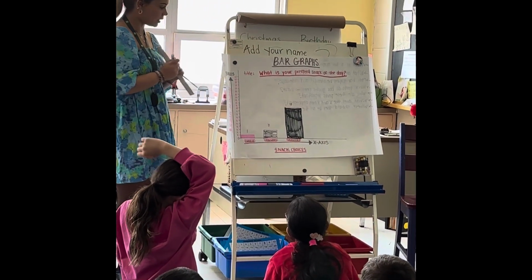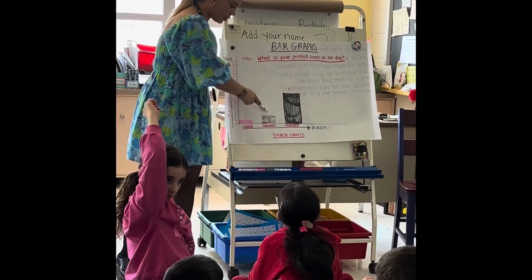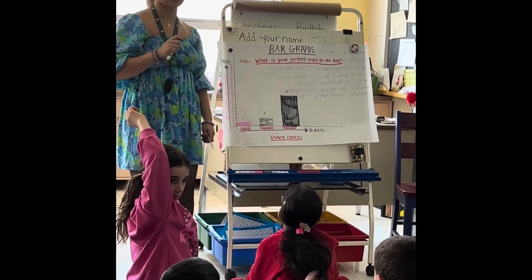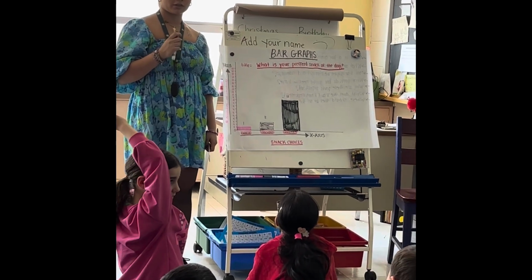So why is it important for us grade 2s and 3s that we put the number in or on top of our bars when we're making our bar graphs? Who can tell me? Caspin.